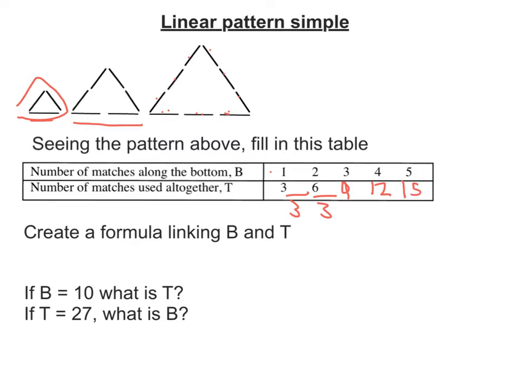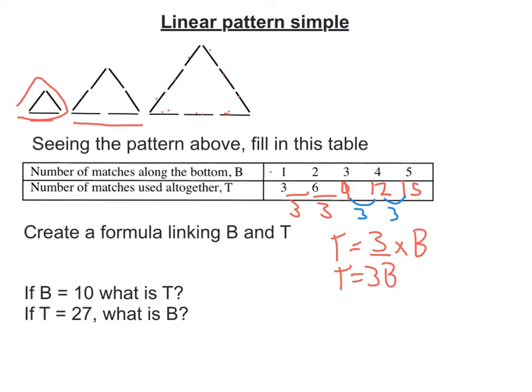So we need to think of a formula that links B and T. If I know the number of matches along the bottom, how could I work out how many matches are altogether? We would want something where T is always going to be equal to something times B in this simple linear pattern. Now, the amount is going up by 3, and whatever the amount of the bottom line is going up is what I times B by. So my formula is T equals 3B.